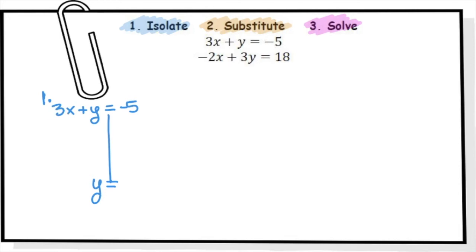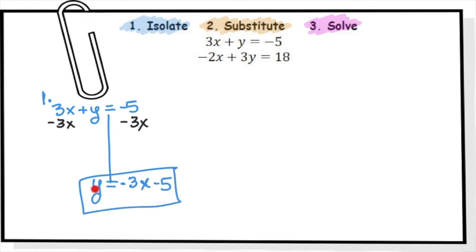So, how do I cancel this 3x? With a negative 3x. And what I do to one side, I do to the other. So the 3x's cancel here, and I cannot add on the other side, so this is going to be negative 3x minus 5. Now this is my isolation. This is my value of y. But why is it that I need to know the value of y when I still don't get a number? Because this is what is going to help me do my second step, the substitution.